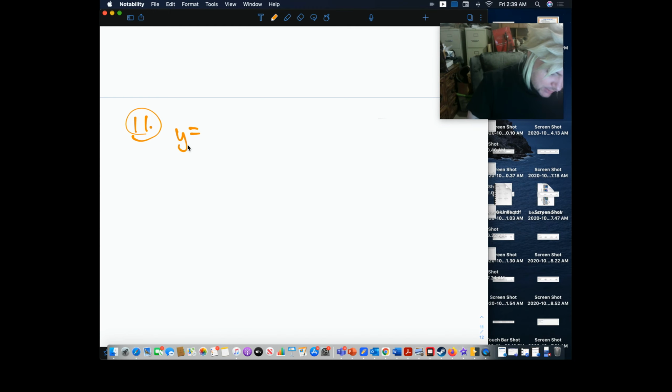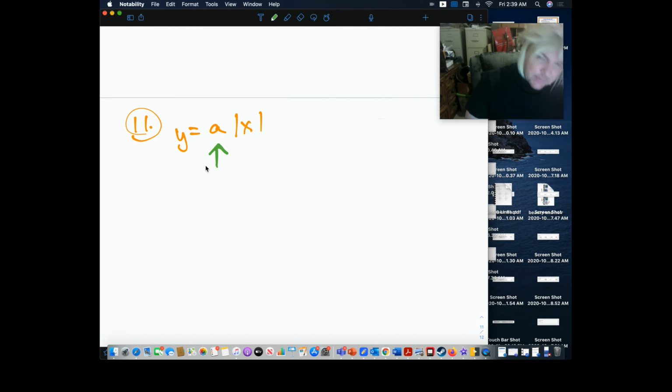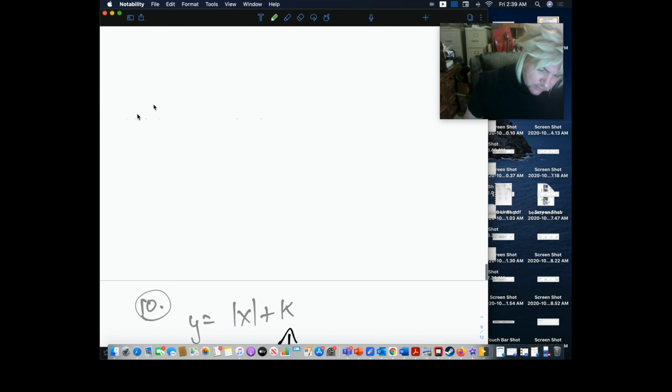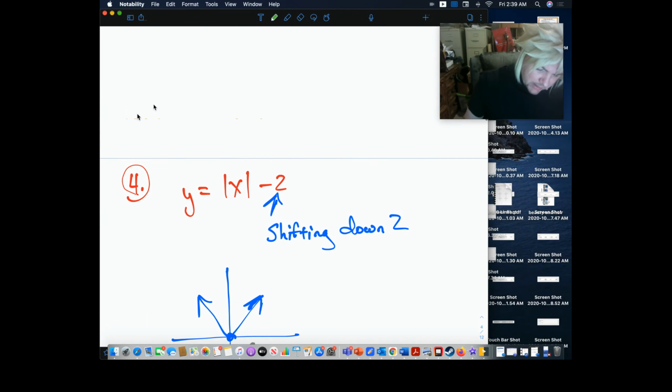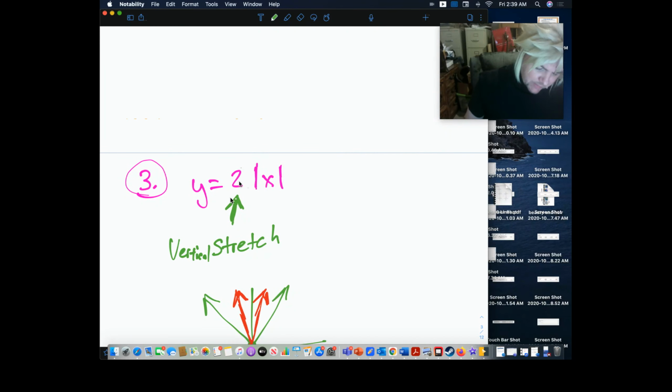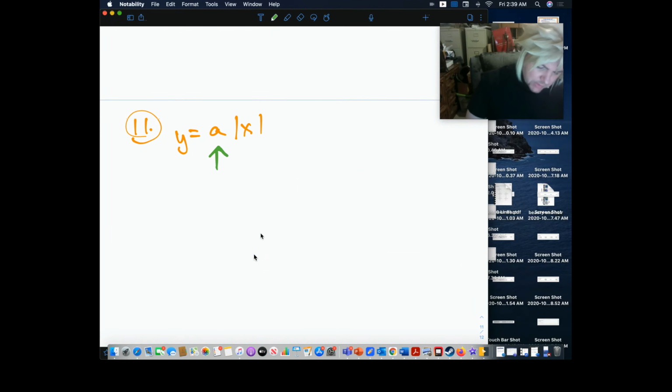So good. So next up we have y equals ax. So we're just talking again about what this value in front does. Let's see an example. You really should know by now. I've seen these a couple times, but if you have a value in front, it stretches it. So this is a stretch. And if it was less than 1, like 1/3, 1/4, 1/5, then it would be a shrink.